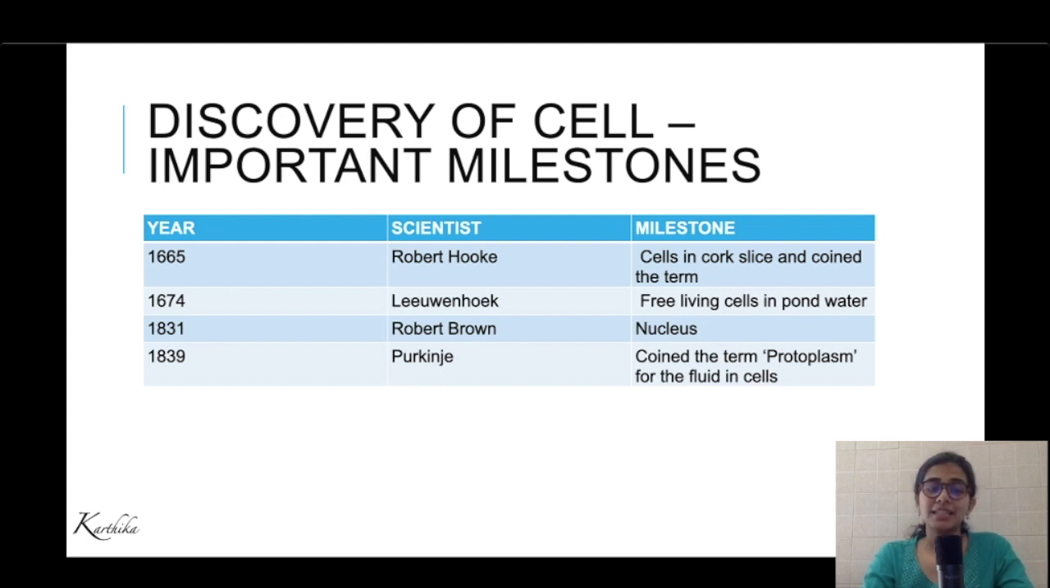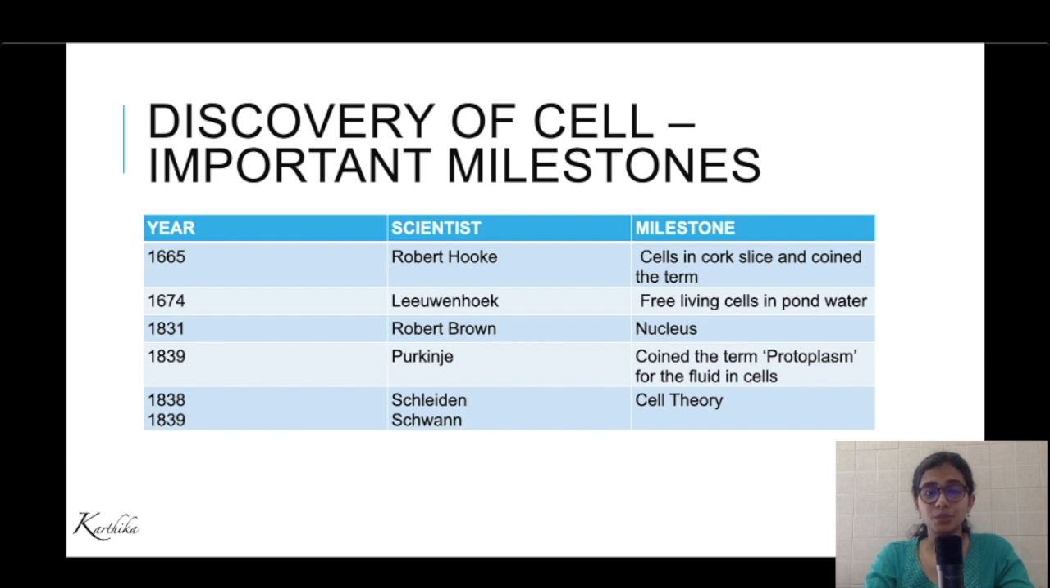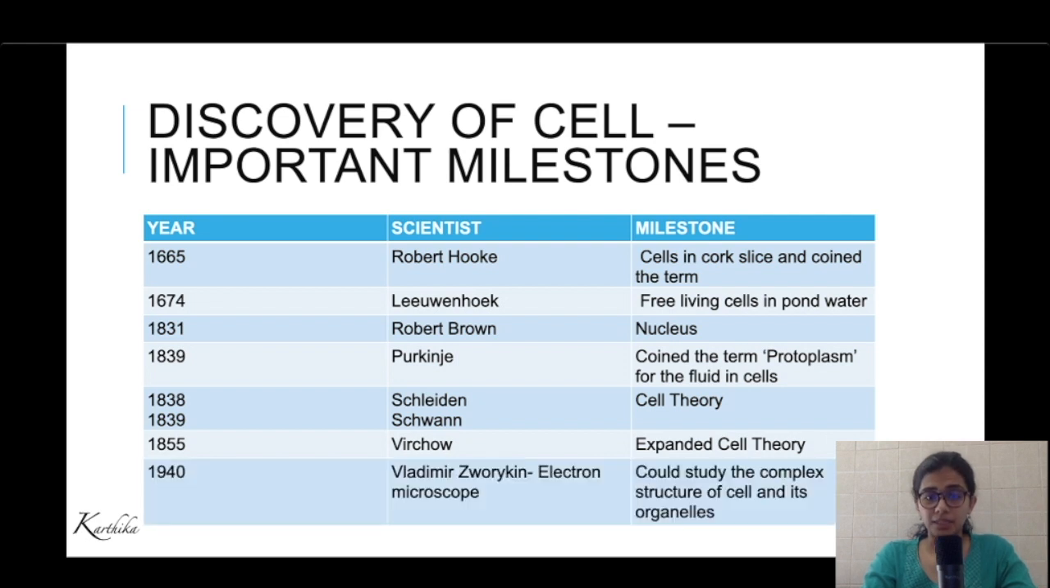Now, in 1838 and 1839, two scientists, independently named Schleiden and Schwann, formulated a theory known as cell theory. In 1855, Virchow expanded the cell theory by adding his own point to it. Then in 1940, Vladimir Sorokin invented the electron microscope. With its invention, it was possible for scientists of that era to study the complex structures inside the cell and its organelles.